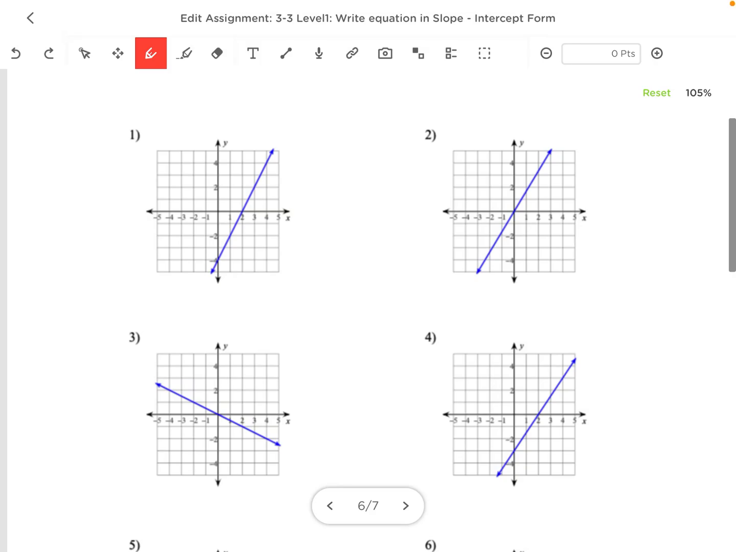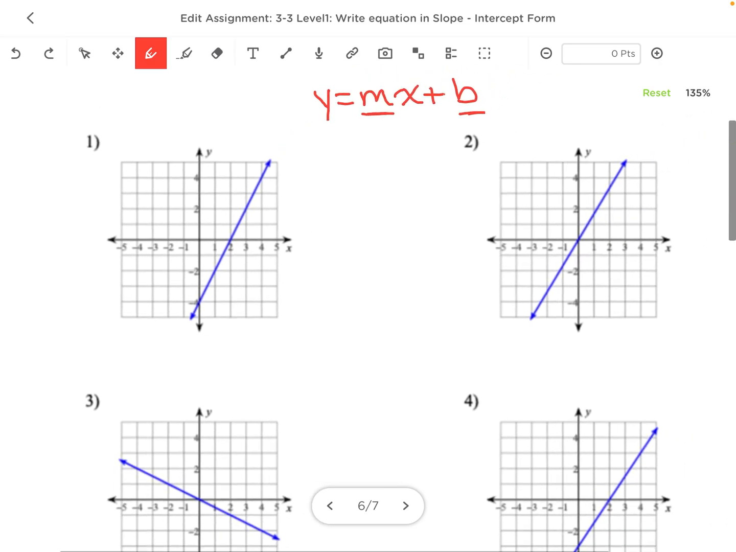Now what we want to be able to do is write the equation of a line in slope-intercept form if given the graph. So again, we're still going to be writing the equations in this form, slope-intercept, y equals mx plus b. So the two things we need to find from the graph are the slope and the y-intercept. So let's look at the first one.